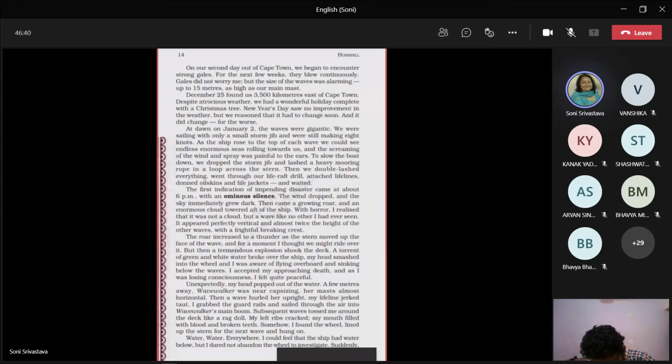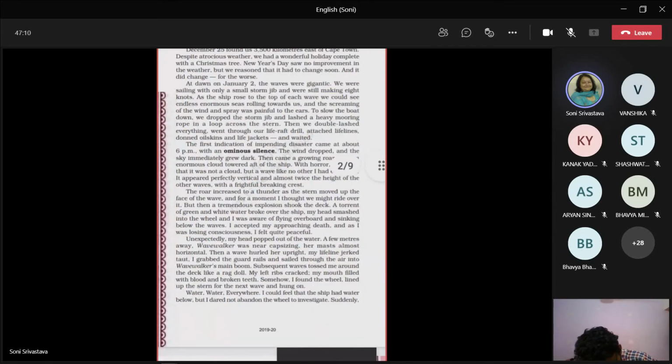Please underline this line: I accepted my approaching death, meaning I completely surrendered. I knew there is no escape, meaning I'm going to be dead. So I better accept what is coming to me. I accepted my approaching death. As I was losing consciousness, I felt quite peaceful. It's as if, God, I'm going. There's no other way out of this place, so I'm going. That is how he was feeling.